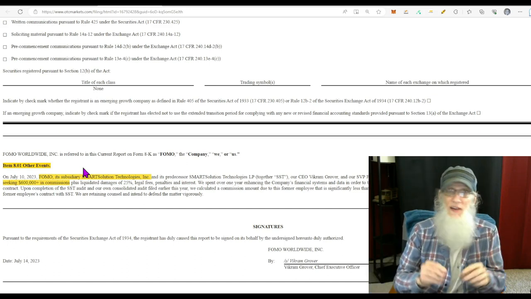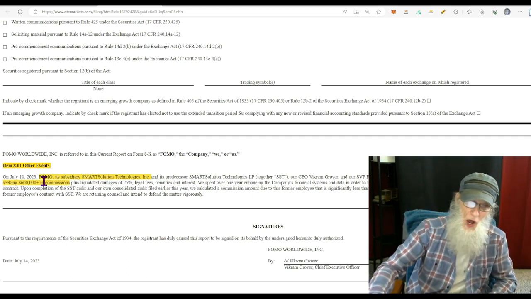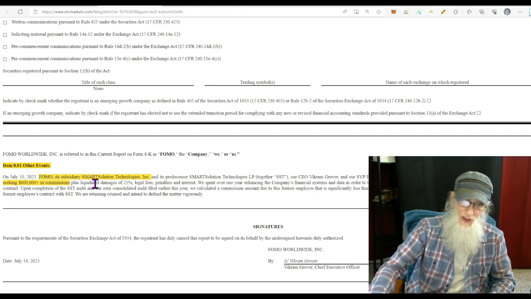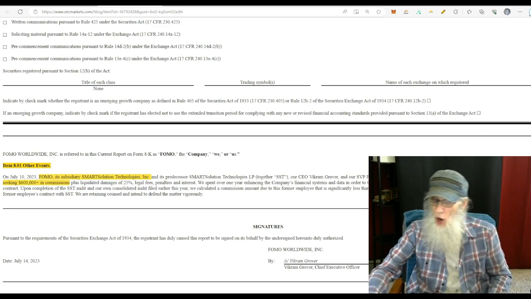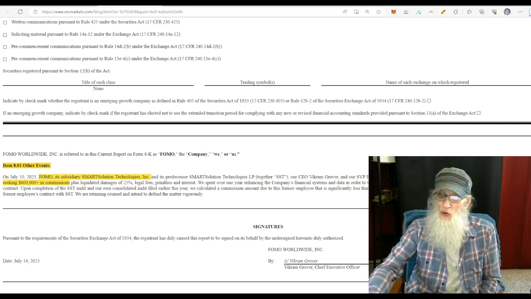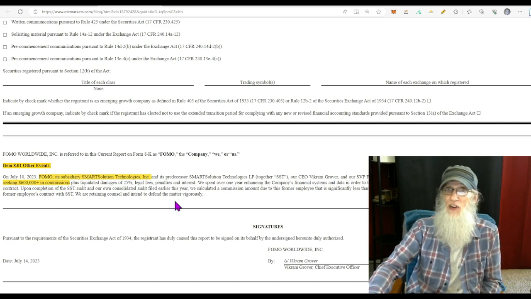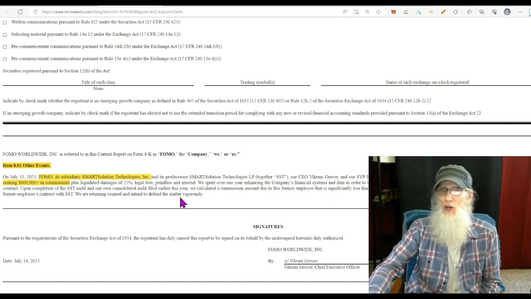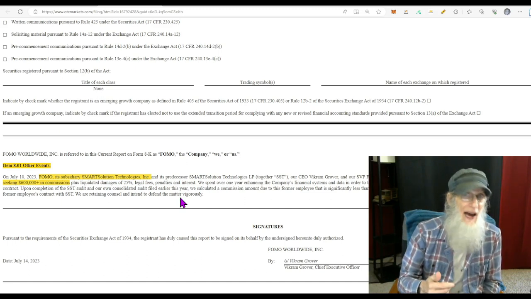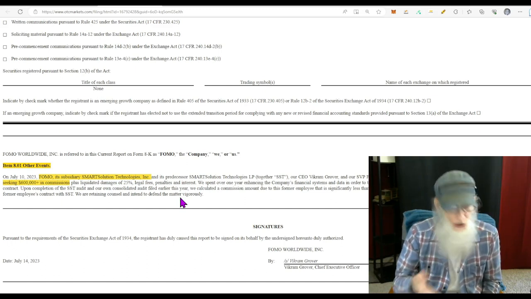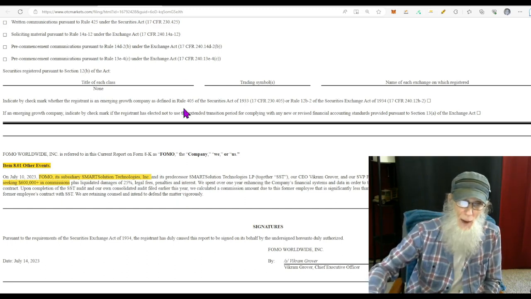Well, luckily, they give you the information immediately. You don't have to go browsing through a lot of information. FOMO and its subsidiary Smart Solutions Technologies were served with a business lawsuit by a former salaried employee seeking $600,000 in commission. Not very good news. And I'll bet you it's probably not even in a news press either. So this would be a real good heads up.